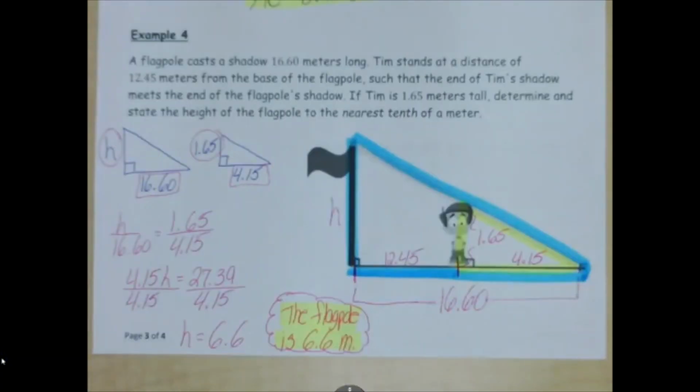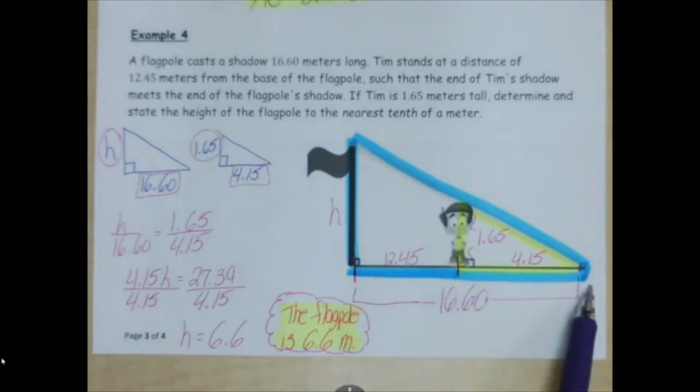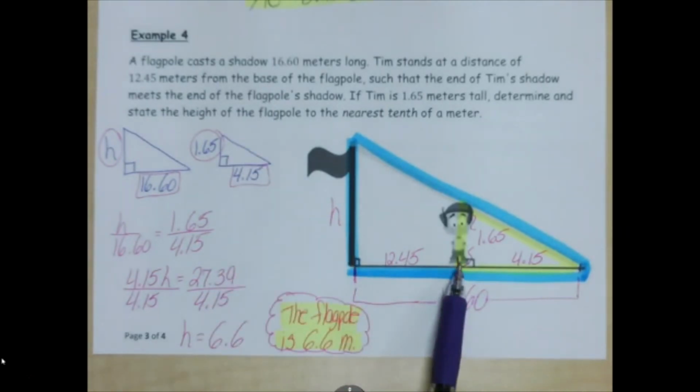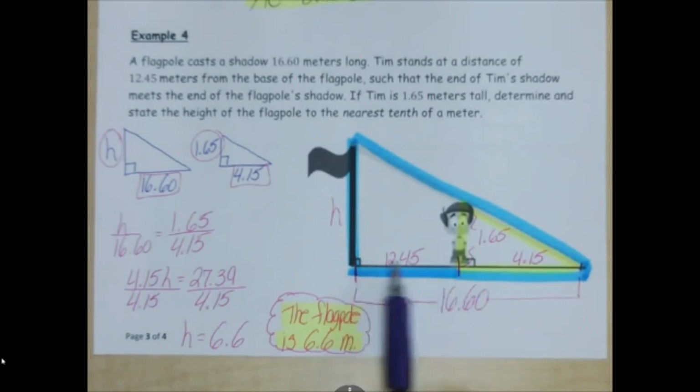All right, here's example 4. So it says a flagpole casts a shadow 16.6 meters long. Well, if this is the flagpole, I know it's this entire distance that will be 16.6 meters long, because we know that shadows are always on the ground. Tim stands at a distance of 12.45 meters from the base of the flagpole. Base is a key word. I should be thinking bottom. So Tim is 12.45 meters from the bottom of the flagpole. So I know it's just this little chunk here, this distance, that's 12.45.